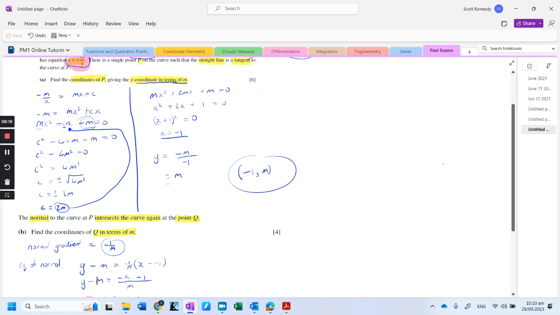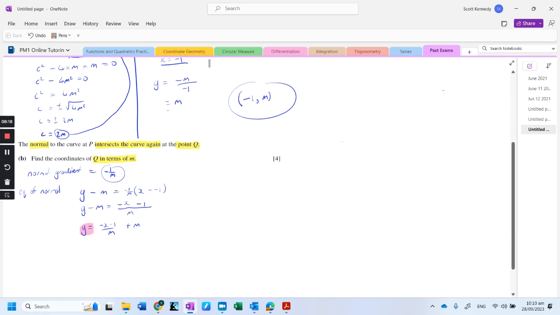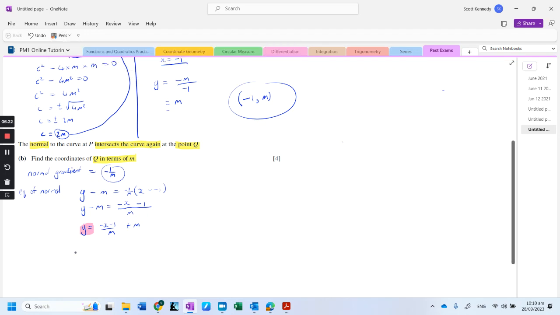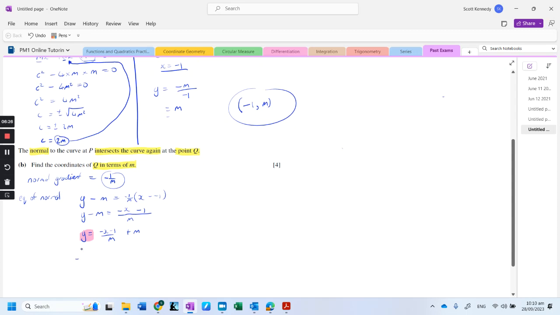So if we just take that negative m over x and make it equal to this, we should find where they meet. So negative m over x should be equal to negative x minus 1 over m plus m. Now, what I'm going to do first is multiply both sides by x.